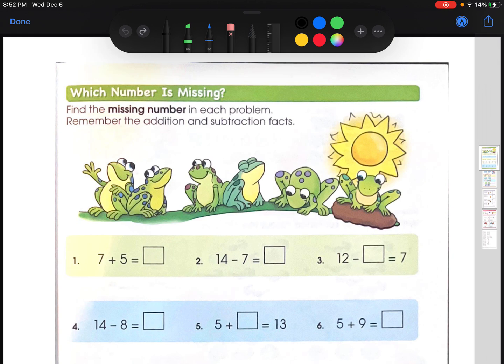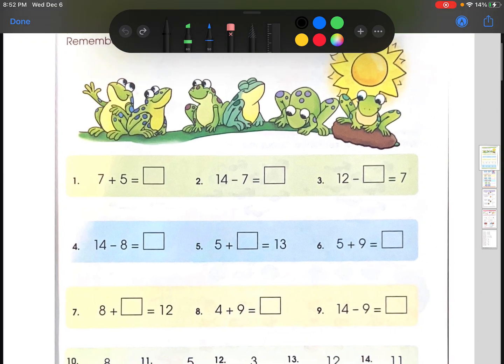Alright, let's start. First, which number is missing? Find the missing number in each problem. Remember the addition and subtraction facts. So let's just get straight into the first question.